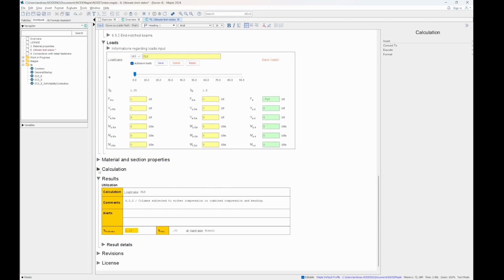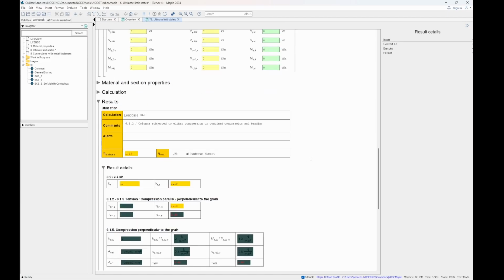The calculation is done automatically again. We have load case ULS, and this shows that formula 6.32 is the one dimensioning this system, column subjected to either compression or combined compression and bending. In that case, the utilization is 1.13, which is above 1. That means that the section does not have enough capacity.